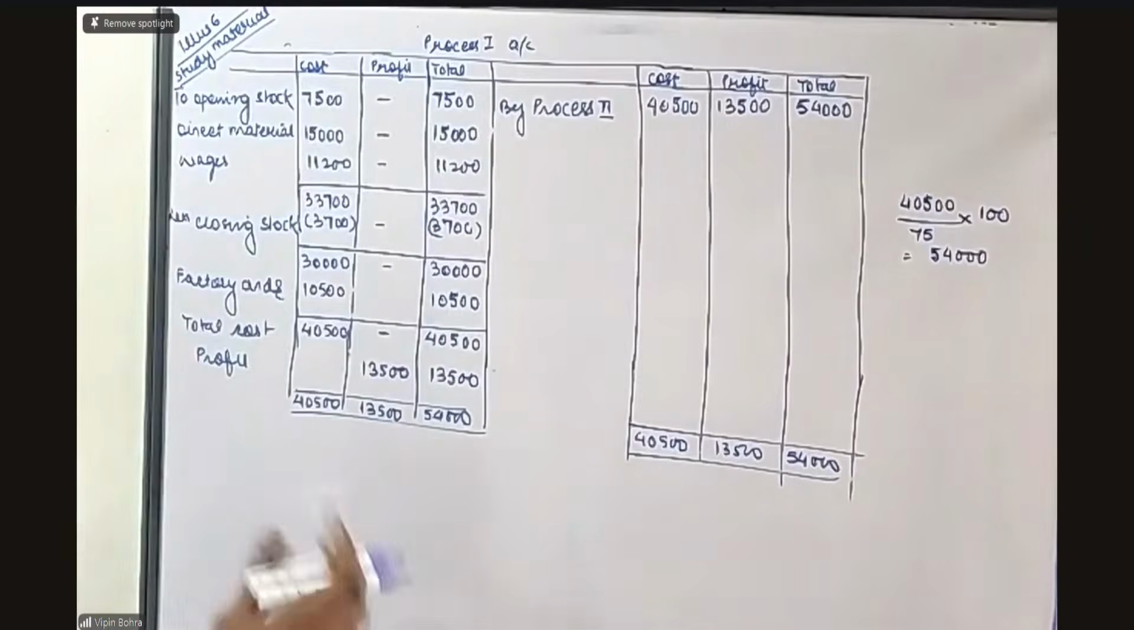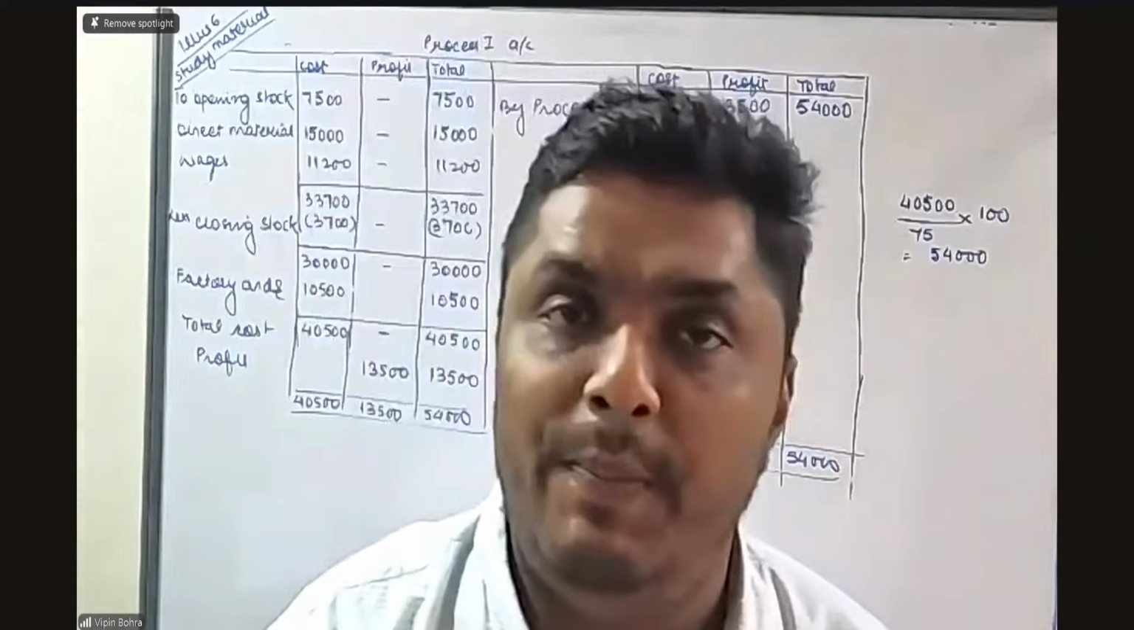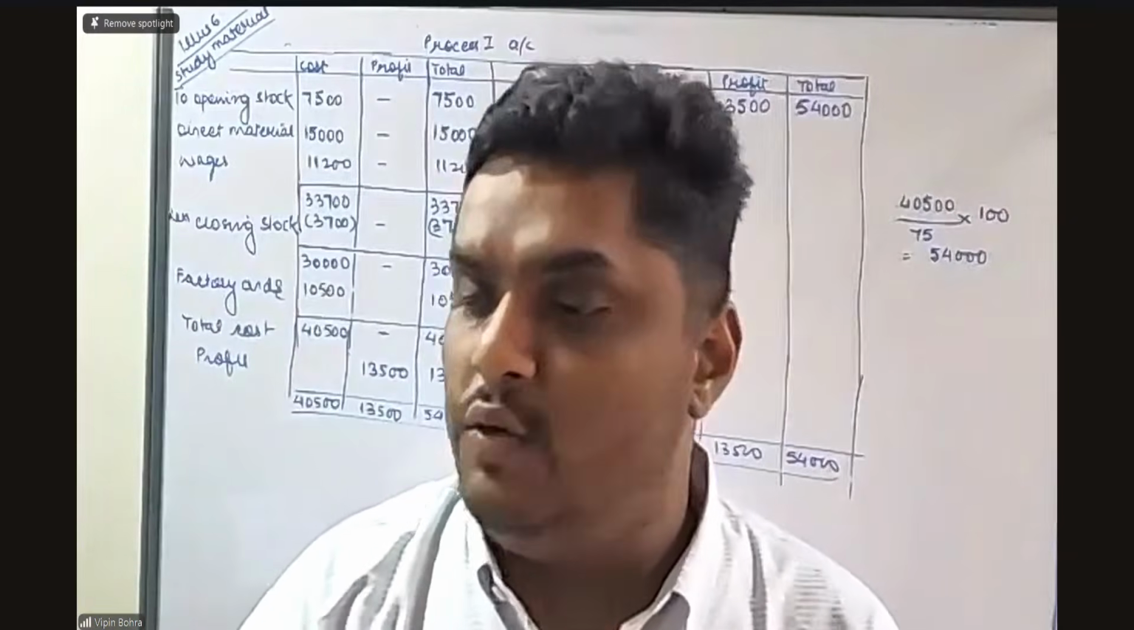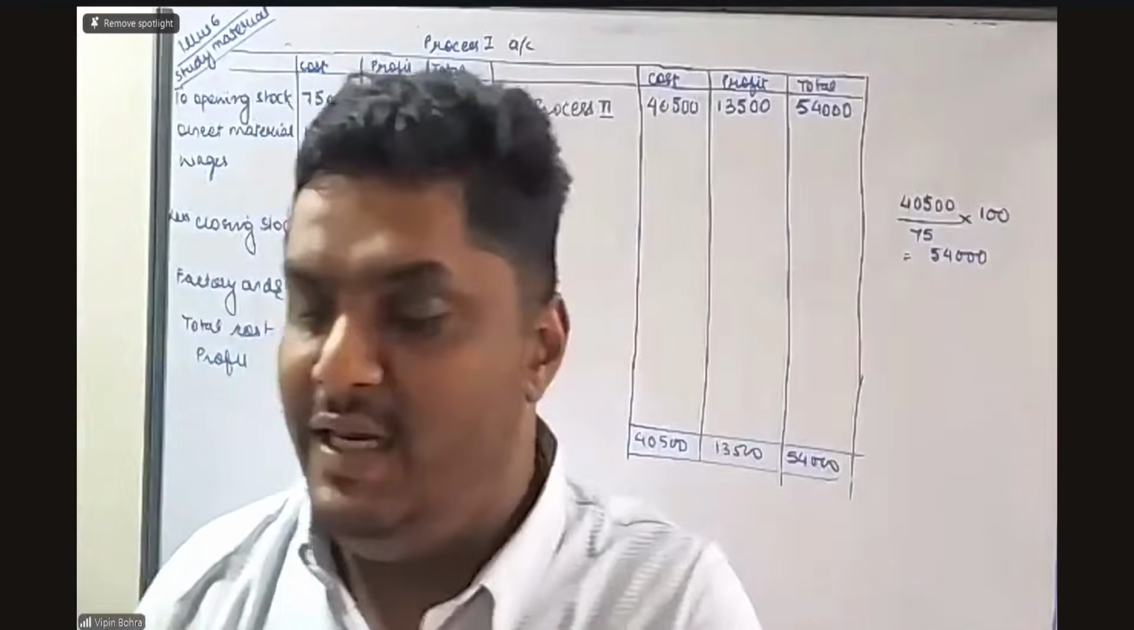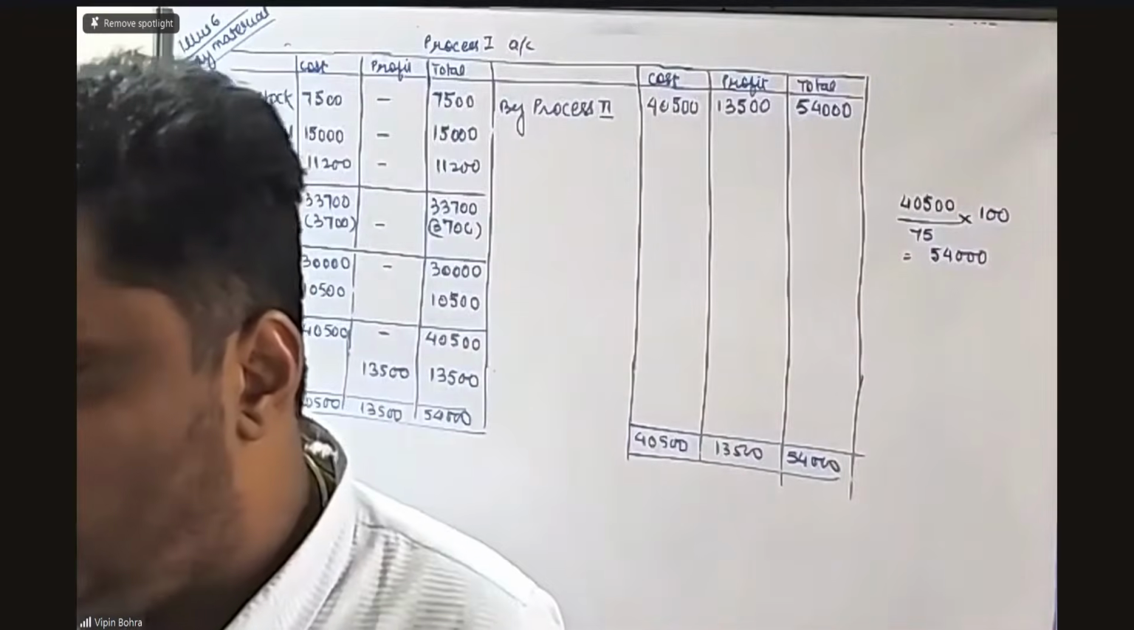So this is how to deal with when the output of a particular process is transferred to the next process at cost plus profit. So this process first is very easy. If you guys have any doubts till now, you guys can please post your queries.